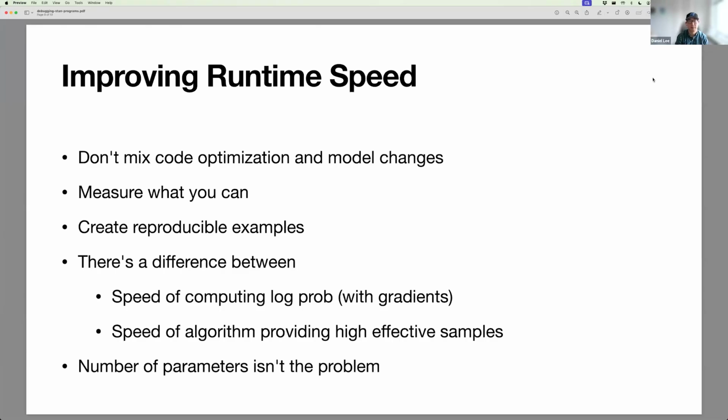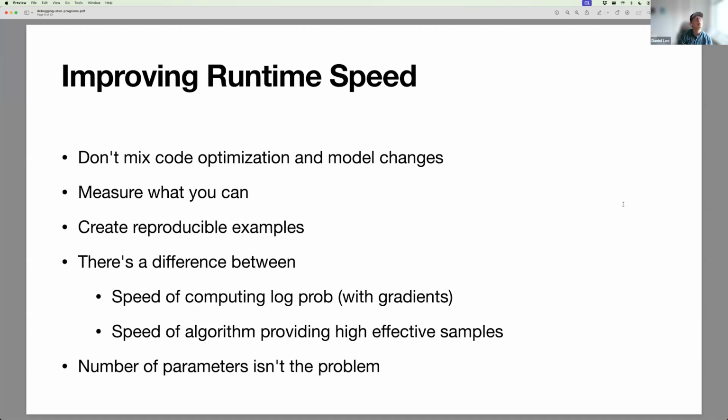One way to do that is to create reproducible examples. The way I usually work is I serialize data out and then use that data again and again to make sure my improvement in wall time is really happening. There's also a difference between the speed of computing the log prob and the gradients themselves, which is how fast you can compute the function. If you program better, you'll compute the same thing faster, hopefully with not much difference in numeric computation.